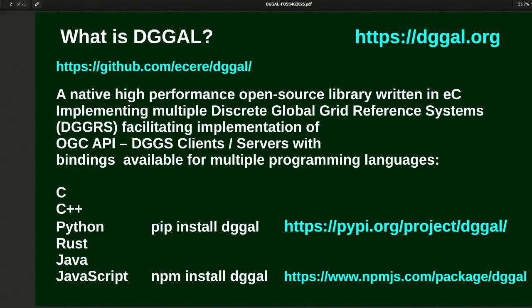The easy way is pip install DGGAL, or npm install DGGAL if you're in a JavaScript environment. The JavaScript can work both in the Node.js and in the browser environment as well. Essentially, the core library is compiled to WebAssembly, which makes this easy.